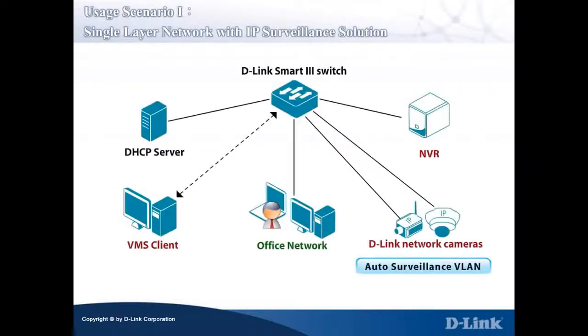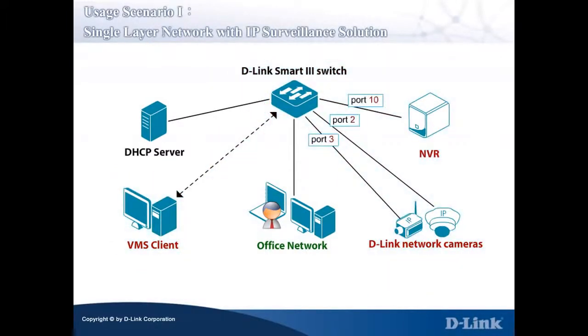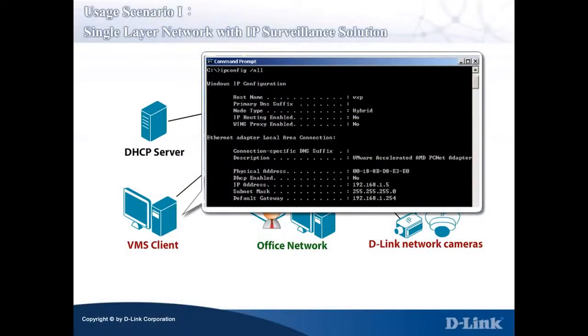For some other devices which are not supported by auto surveillance VLAN, such as a user laptop, other network cameras, etc., if you want to add those user-defined devices to auto surveillance VLAN, you have to add its MAC address in user-defined MAC settings. In this usage scenario, we have a PC as the VMS client connected to port 5 of Smart 3 switch. In the PC command prompt window, use ipconfig/all to obtain the PC's MAC address.